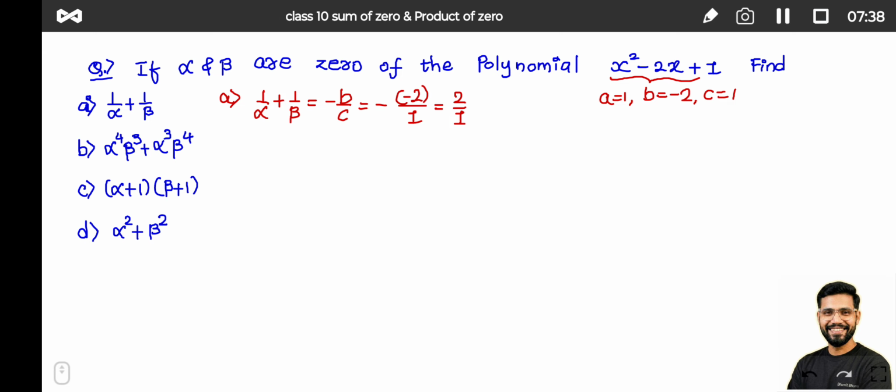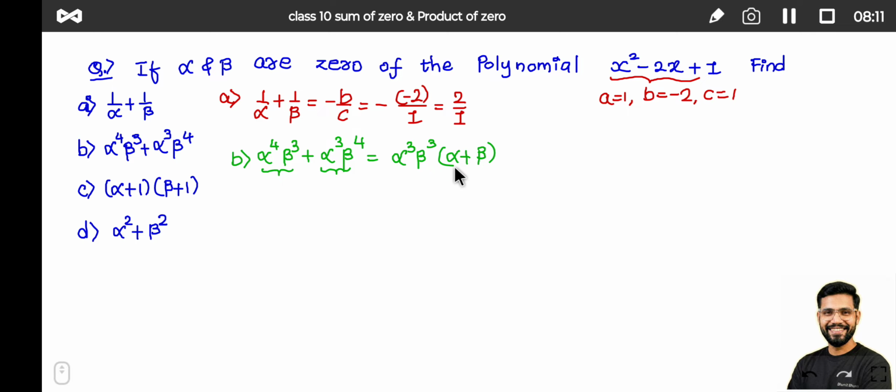Now the second part. We have to find out alpha raised to 4 beta cube plus alpha cube into beta raised to 4. You can see that in both terms alpha and beta are the same, so we can take the minimum power common. So alpha raised to 3 and beta raised to 3 we can take common. Inside the bracket, one alpha will remain, plus in the second term beta will remain. So this alpha cube into beta cube can be written as alpha into beta the whole cube, into alpha plus beta.